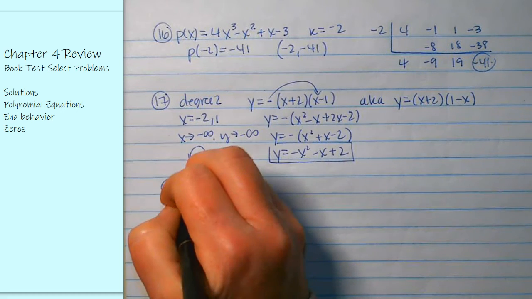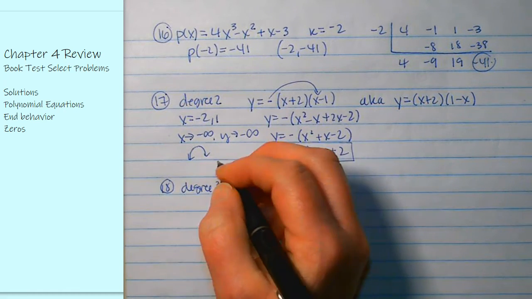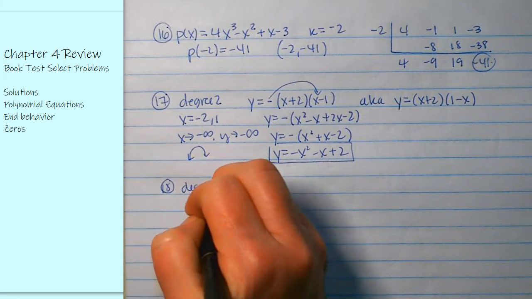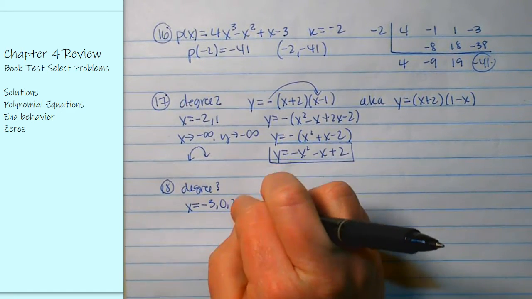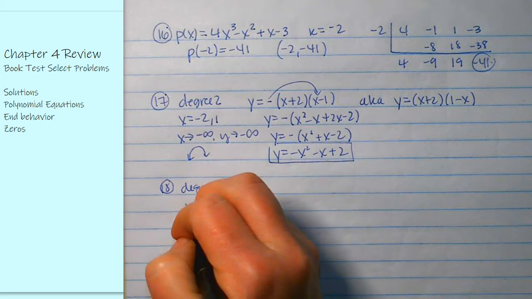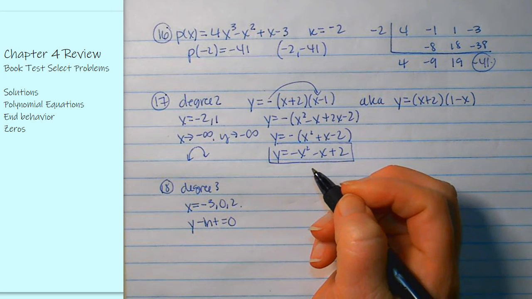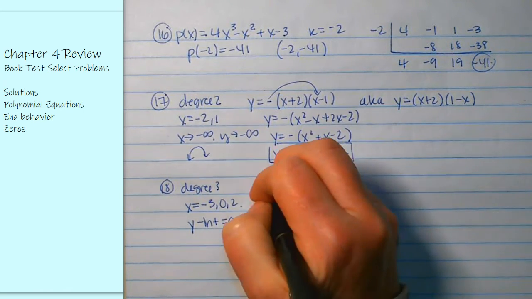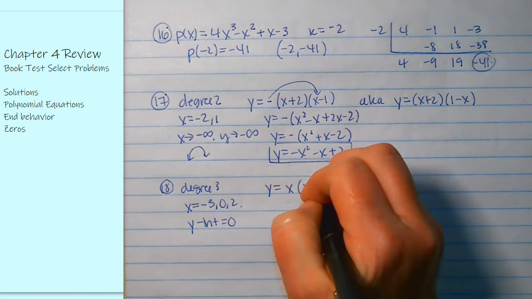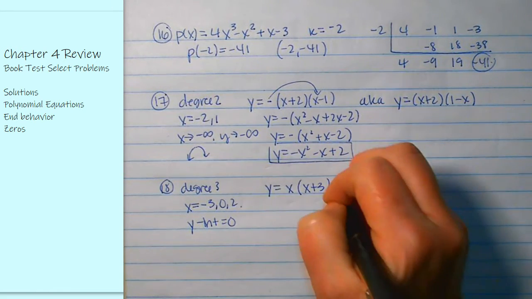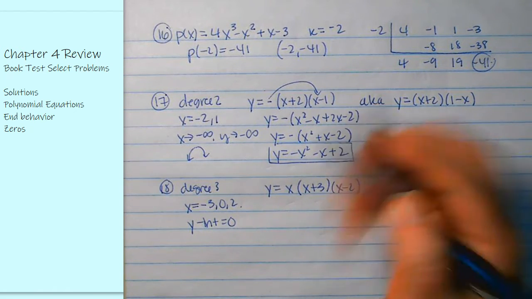18 says degree 3, zeros, and they give you all the zeros. Negative 3, 0, and 2. Y-intercept of 0. So we're going to write it just the way they did. The really short version is we've got x for the 0, we've got x plus 3 for the negative 3, and x minus 2 for the positive 2.